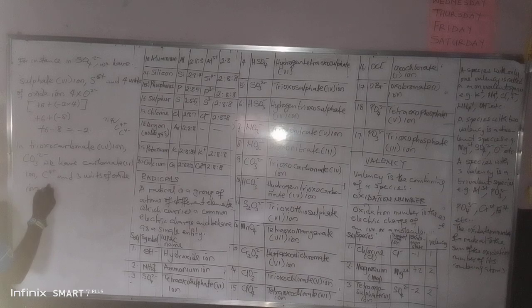So now we have 3 times minus 2, 3 times of oxide ion combining. So at the end of the day, we have 4 plus, and minus 2 for oxygen times 3 is minus 6. So we have 4 plus minus 6. Answer is what? Minus 2. So you can now see that that is why. So take note of that.